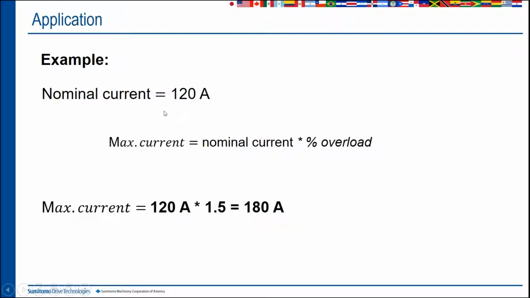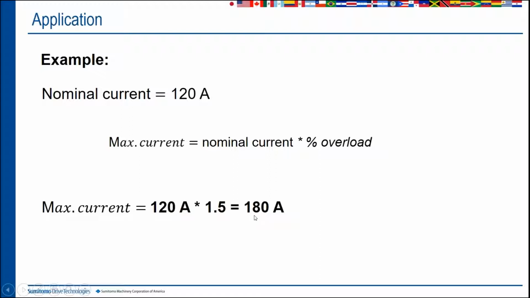So it means that if the nominal current for the drive is 120, and I take into account the 150% overload, you will multiply the nominal current times the overload. This will be 1.5. And the result is that this drive will supply my motor maximum with 180 amps. This is, of course, for a short period of time.